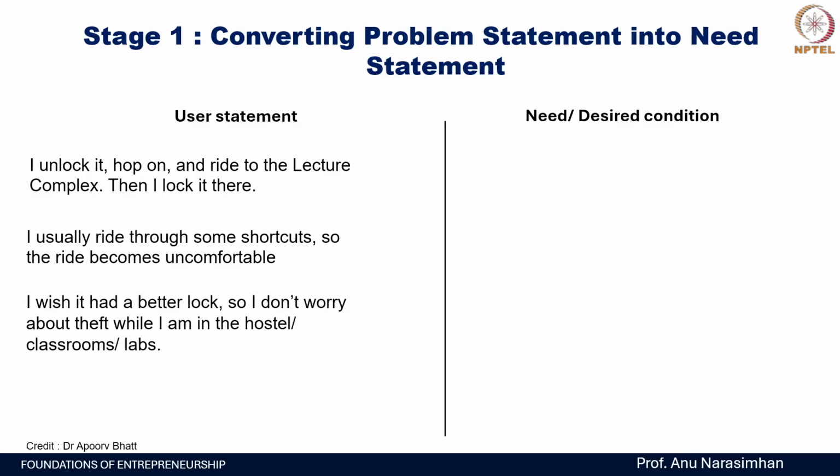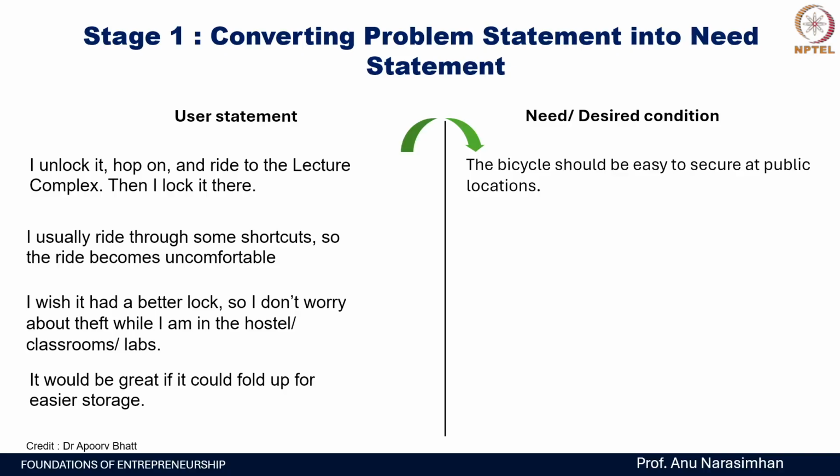We have seen a bit of that. I wish it had a better lock so I do not have to worry about theft. Fourth, it would be nice if we could fold it up for easier storage. These were things we already heard, and here is how the product designer has articulated it in their own words. The bicycle should be easy to secure at a public location. So, this is like a product brief, like a specification, like an expectation that the product designer needs to design for.